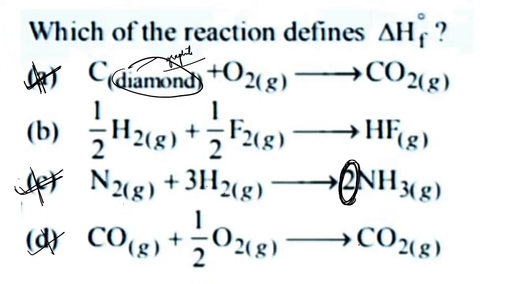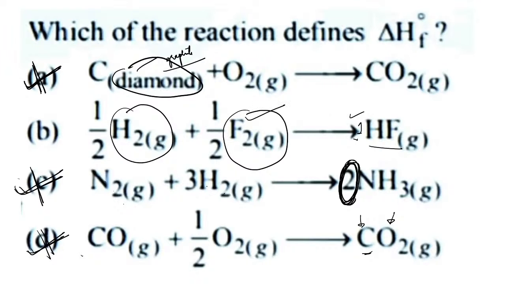Why? Because you should have carbon and oxygen, and the elemental state of carbon is graphite, not CO gas. So option D is also incorrect. The correct one is option B. How? HF is 1 mole, so this condition is satisfied. H2 is the elemental state of hydrogen and F2 gas is the standard state of fluorine. So option B is the correct answer.